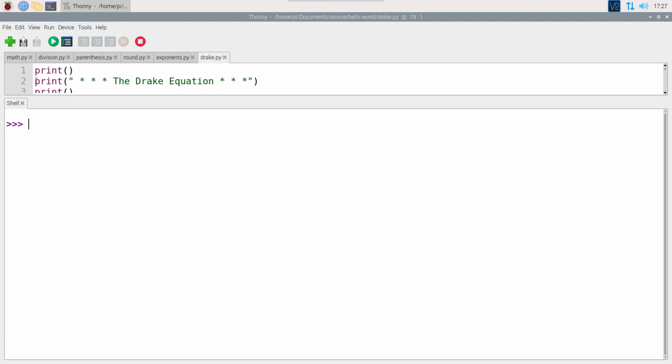All right, I have my implementation of the Drake equation in Python pulled up here in Thonny. I've got it obfuscated so you can't just copy what I did, but I want you to develop this. And this is kind of what I'm looking for, something that looks like this.